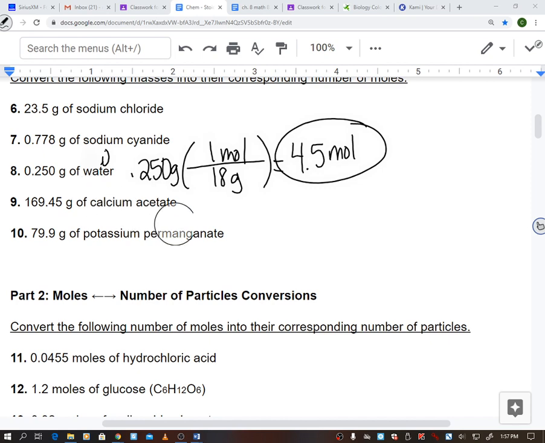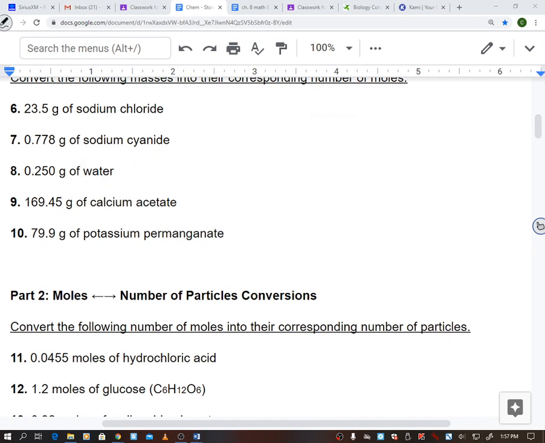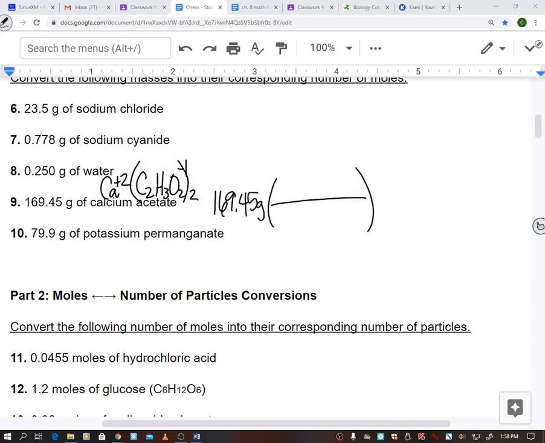All right, number 9, you need that polyatomic ion sheet again. So we have calcium, which is a +2 charge. Acetate is on that special sheet. It is a -1 charge. So what happens is you're going to crisscross these things, and that becomes a 2. So I'm going to take 169.45 grams. I'm going to take all of this.